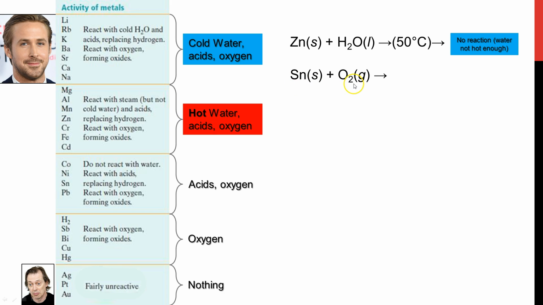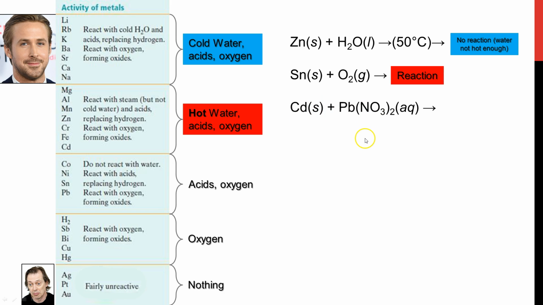Let's look at tin and oxygen. If I find tin, tin is going to be right here. Tin will not react with water, will react with acids and replace hydrogen, and it will react with oxygen. So right here, we know that this one is going to react with oxygen. And there we have it.